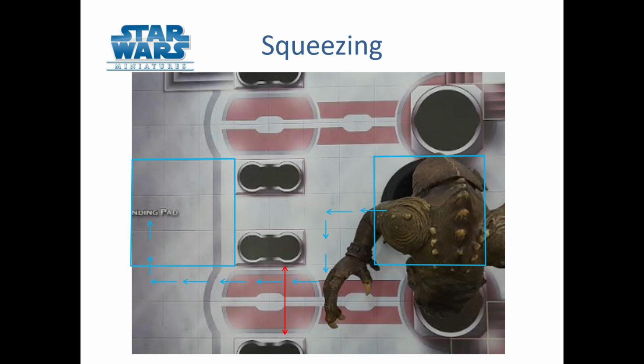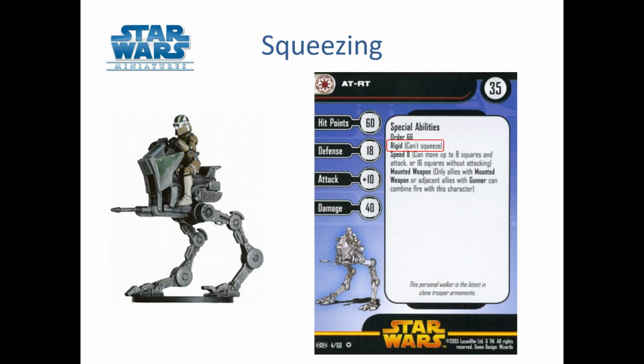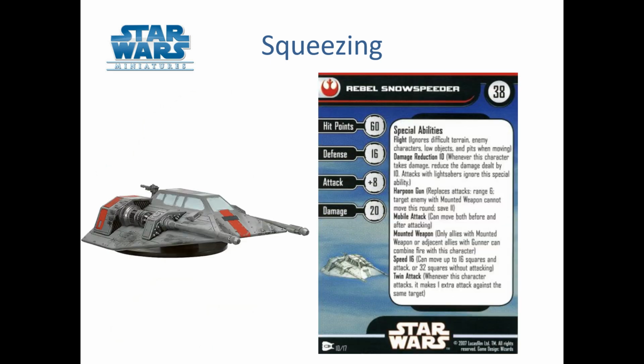The last thing you need to be aware of regarding squeezing is that some large and huge characters are specifically prevented from squeezing by a special ability called Rigid. A couple of examples are the Republic's AT-RT and the Imperial's AT-ST. As you could imagine, they couldn't squeeze through a narrow gap because they are made of solid metal. But that isn't always the case. The Rebel Snowspeeder is a huge character, occupying 3x3 squares, and would also be made of solid metal, but that doesn't have the Rigid ability. If you think about it, a snowspeeder could flip onto its side while flying, to slip through a narrower, 2-square wide gap.